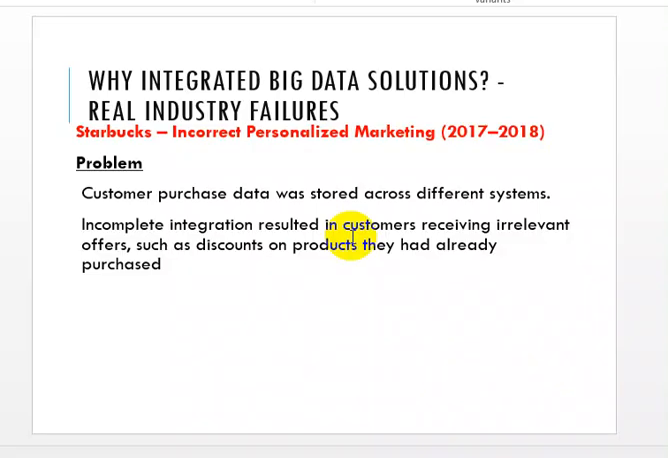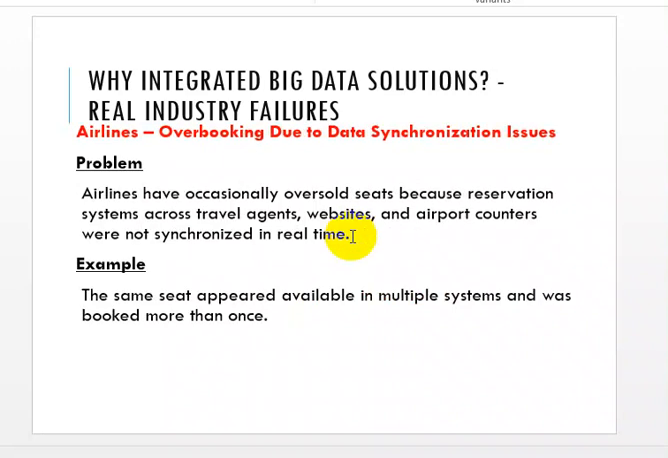Next, we are going to see another example, an airline example. Reservation systems used by websites, travel agents and airport counters were not synchronized in real time. This puts passengers in discomfort by getting a single seat allocated to multiple persons. This creates issues when distributed systems are not considered, so airlines now depend on distributed systems to solve this synchronization problem.